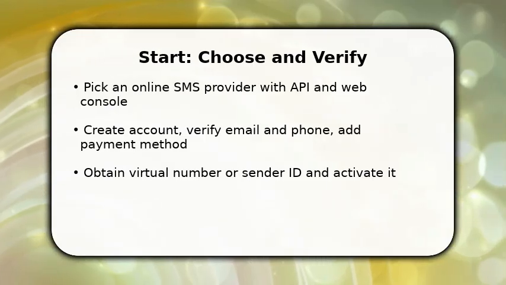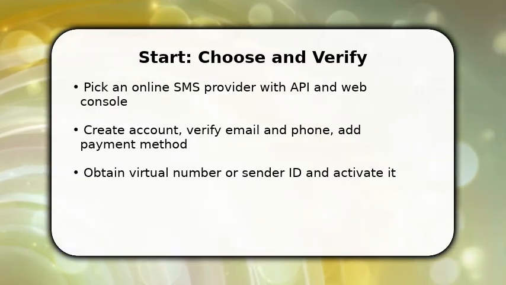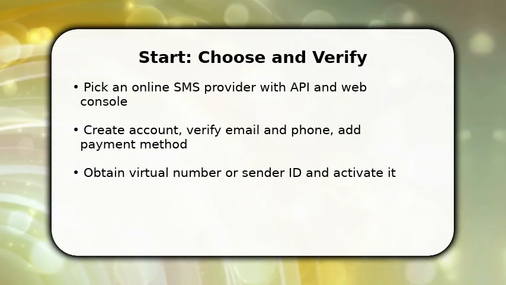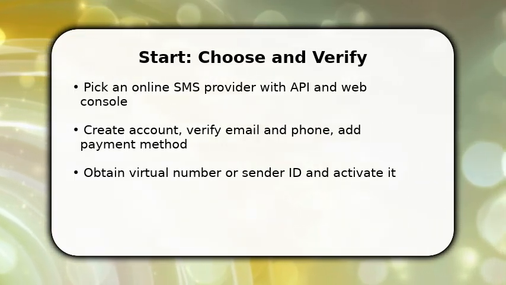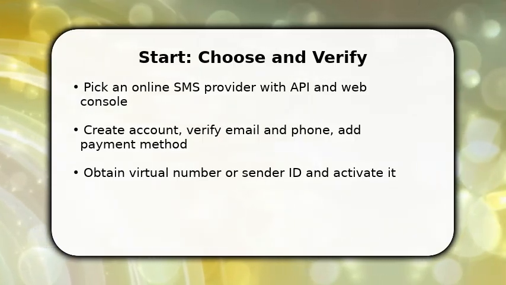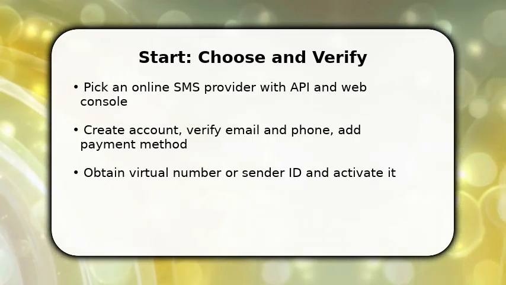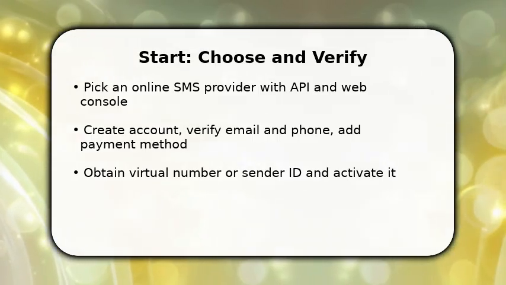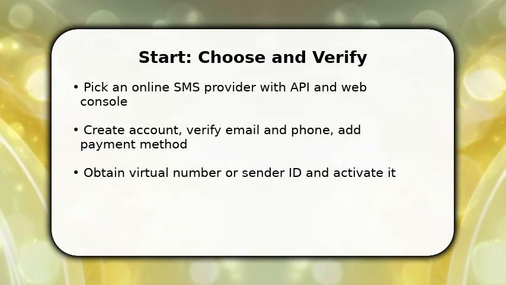You begin by picking an SMS provider that matches your needs, web console plus API if you plan automation. Once chosen, sign up and verify your email and phone so the service trusts you. Make sure to add a payment method or trial credits. Without balance, you cannot send. Then obtain a virtual number or register a sender ID and activate it. This first set of steps gets you ready to compose and send messages securely and legally.